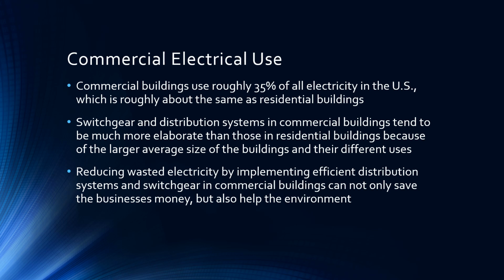Commercial buildings use about 35% of all electricity in the US, and that's about the same as residential buildings. The switchgear and distribution systems in these buildings tend to be a lot more elaborate than those in residential buildings because there's a lot more different uses for the electricity. Reducing wasted electricity by having an efficient distribution system and switchgear saves the businesses money and also helps the environment.